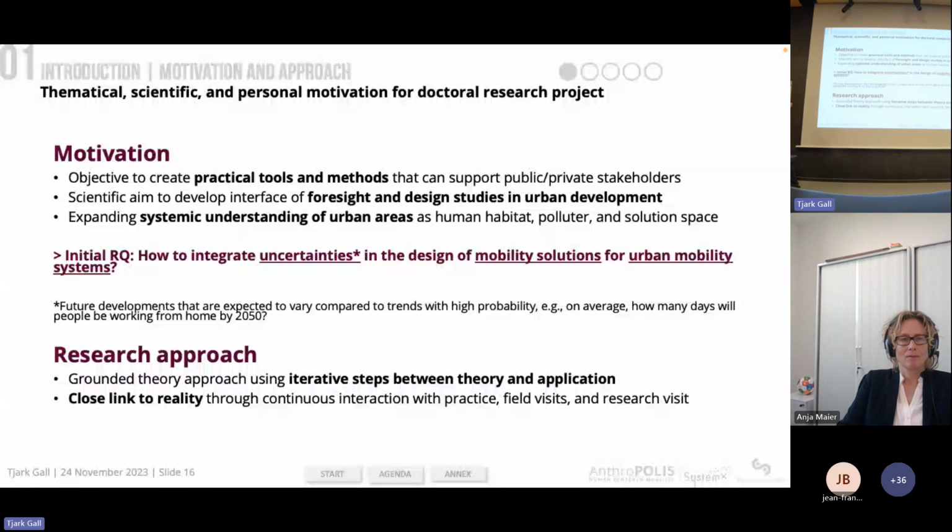And then finally, the research approach. We use the grounded theory approach with different iterative steps moving between theory and application, most of the 2 application cases. And we try to keep a close link to reality through very close collaboration with stakeholders from the academic field, from the public sector, from the private sector, through field visits, and so on.